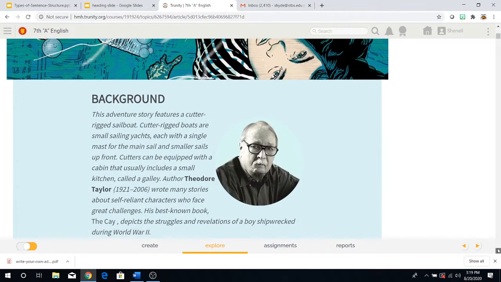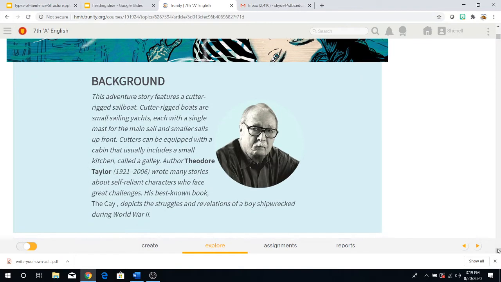We're going to look at the background information first about Theodore Taylor. This adventure story features a cutter-rigged sailboat. Cutter-rigged boats are small sailing yachts, each with a single mast for the main sail and smaller sails up front. Cutters can be equipped with a cabin that usually includes a small kitchen called a galley.